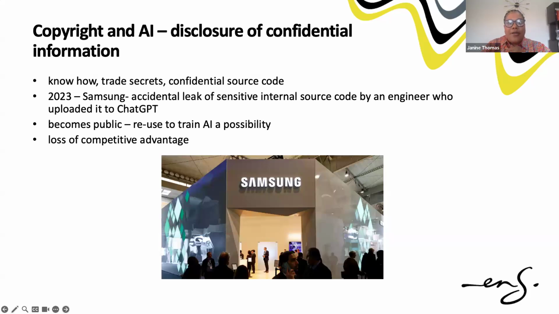The second issue in the copyright space is around disclosure of confidential information. And I think this is the one area that most businesses and organizations have really looked into more and more. As we know, IP is not just registered forms of IP. Many businesses have unregistered forms of IP which are quite valuable, such as know-how, trade secrets, and confidential source code. Some of you may remember that in 2023, a Samsung employee accidentally leaked confidential source code of the business by inputting it into ChatGPT. So this is a real risk. The risk obviously is that it becomes public knowledge. It can then be used to train other AI models, and then there's a loss of competitive advantage if you don't have the right restrictions in place in terms of what AI tools can actually be used by your business.